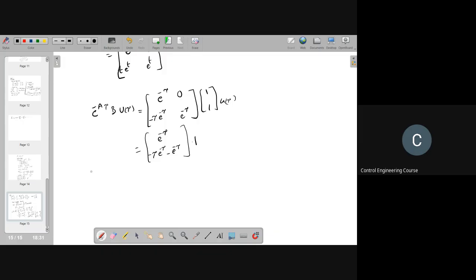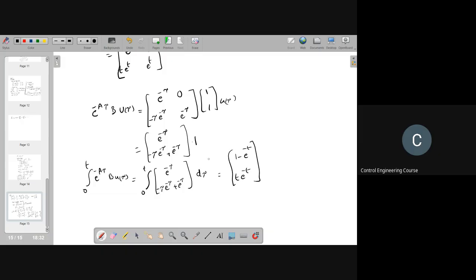Now we need to calculate the integral 0 to t of e to the power of minus a tau b u of tau. That means integral 0 to t of e to the power of minus tau, and the second component, d tau. So this is equal to 1 minus e to the power of minus t, and this is t times e to the power of minus t.